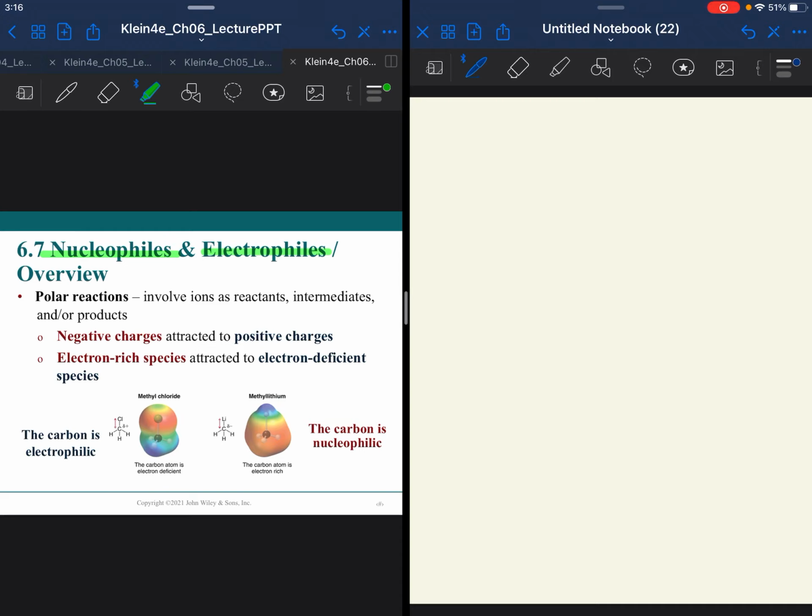Most of our reactions are driven by opposites attracting. Areas of negative charge, or areas where there's more electron density, are attracted to areas where there is less electron density, right? This is something we have learned for years. Opposites attract, right? This is what we know when we think about magnets, when we think about intermolecular interactions. Positive and negative attract. And this is all just review.